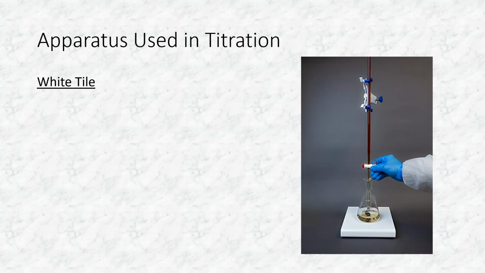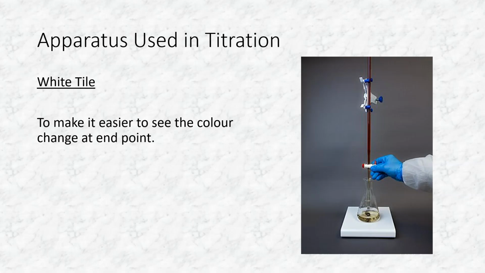Finally, you're going to use a white tile, and you'll put this underneath the flask. That is simply there to help you see the colour change at the endpoint. A nice clear white background just makes it a lot easier to see exactly when the endpoint is, and it's really important to know exactly when the endpoint is, because that is the whole point of doing the titration. If you're not going to see it accurately and stop at the right point exactly, then you're not going to get the right volumes, and therefore you'll get incorrect information into the titration.